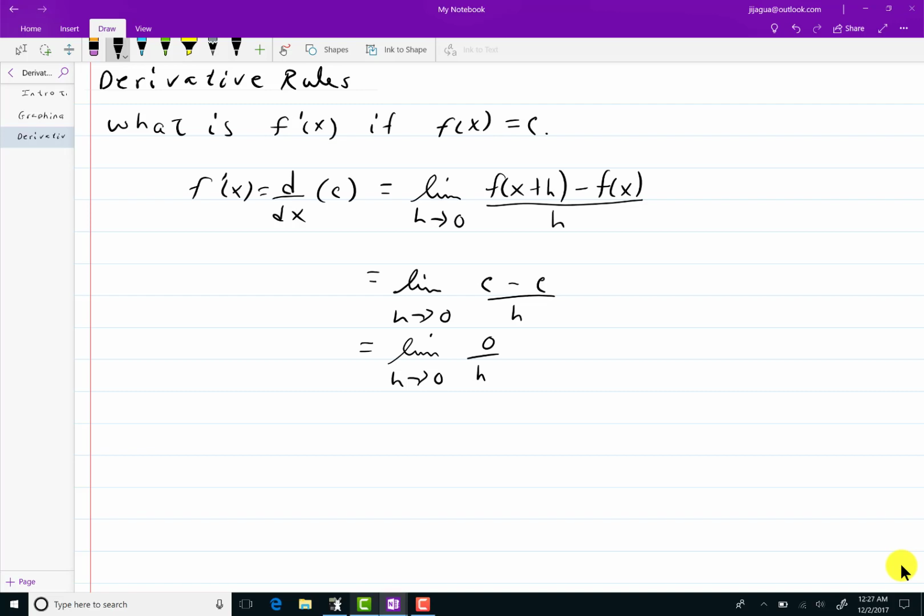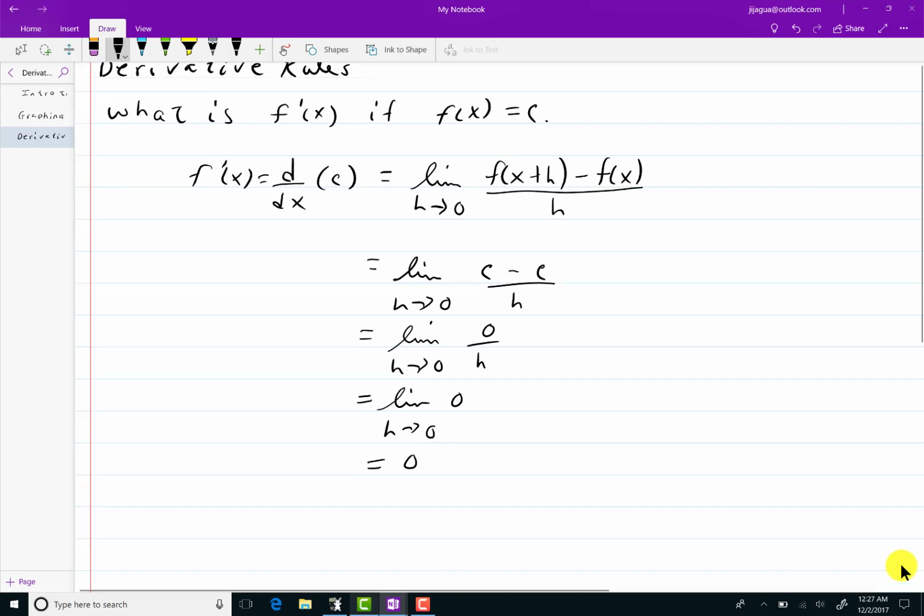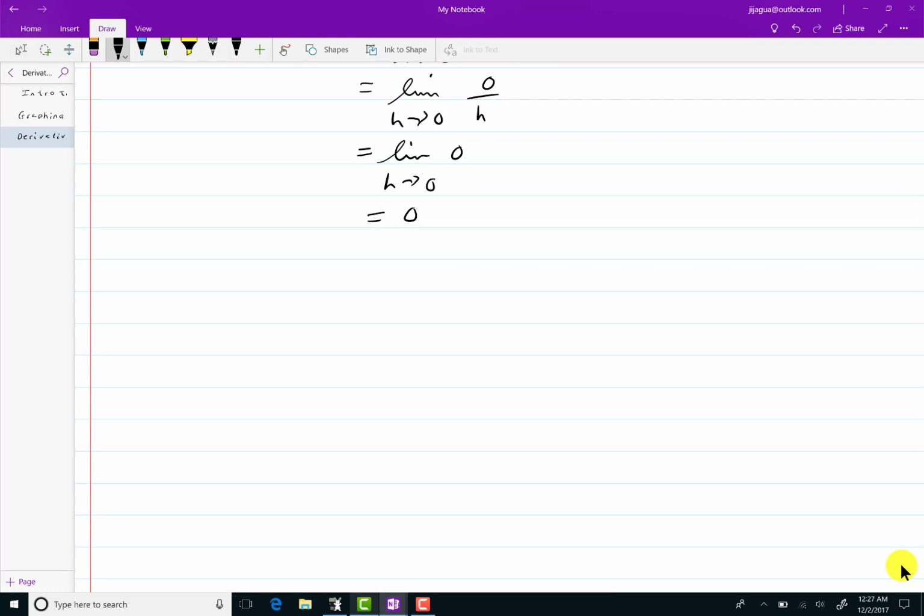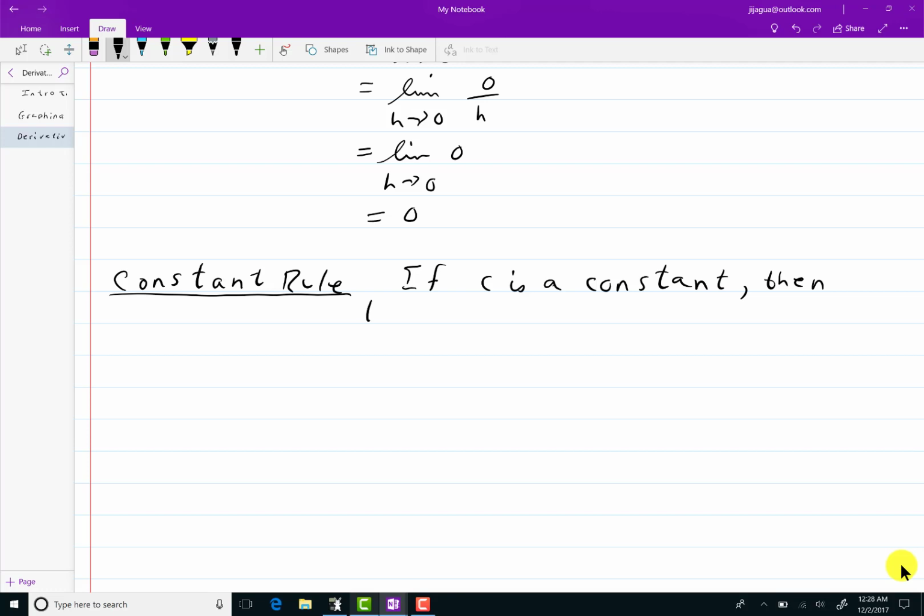Now as long as h is not equal to 0, and the limit definitely implies that h doesn't have to be equal to 0, we're going to get the limit as h goes to 0 of 0, which equals 0. So that's pretty easy. This is called the constant rule. If c is a constant, that just means it's a real number, then d over dx of c equals 0.